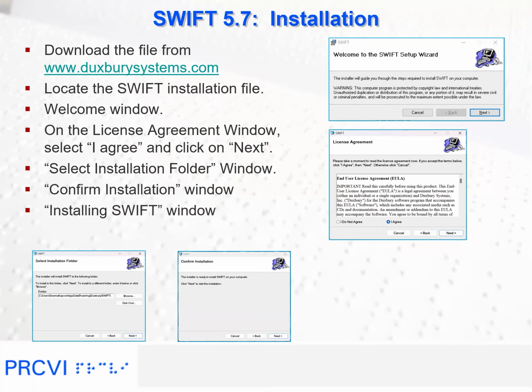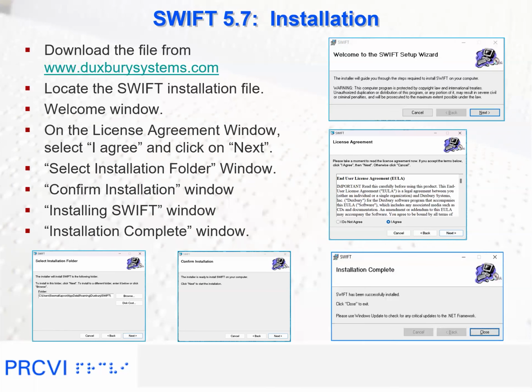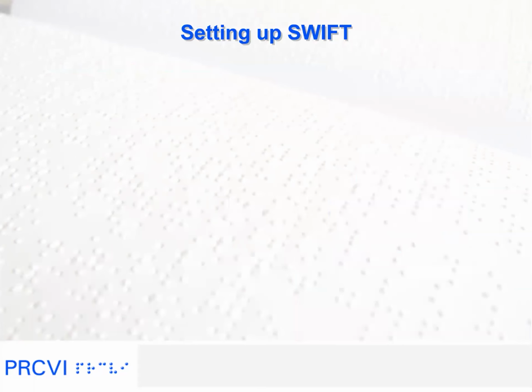The progress bar will be displayed as Swift installs. When the installation is complete, the Installation Complete window will open up. You may then click the Close button. After you have installed Swift, when you open Microsoft Word, you should now find an additional Braille ribbon on the toolbar as shown here.